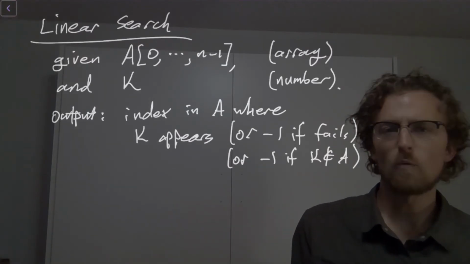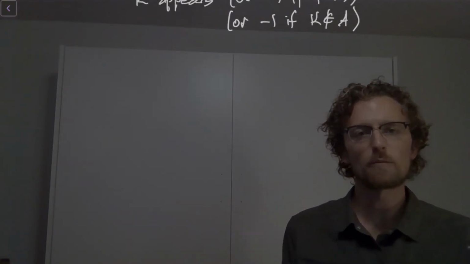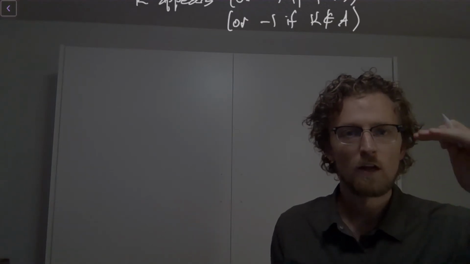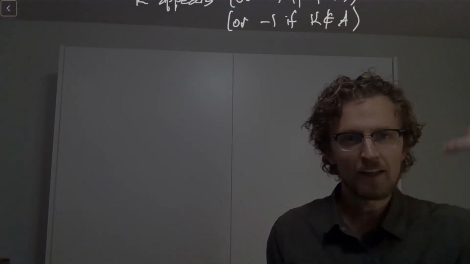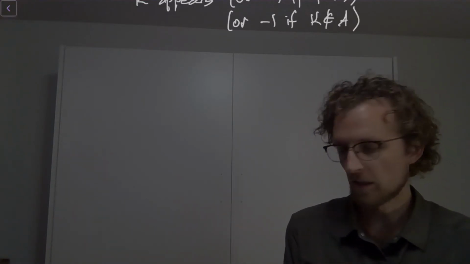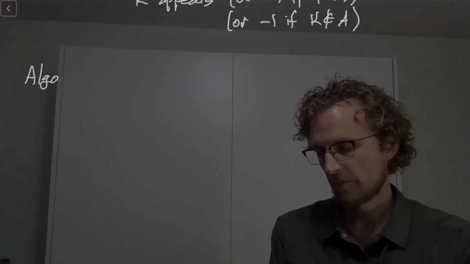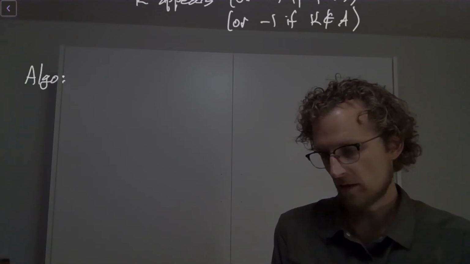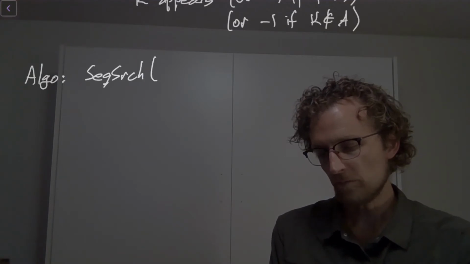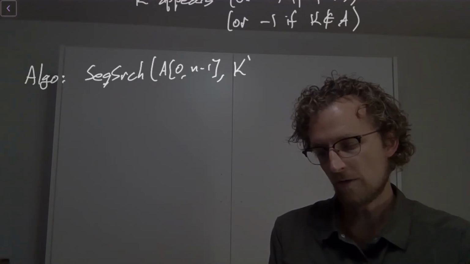Okay, so here's one implementation of this, and it's not a particularly nice one, but it'll serve our purposes here. In particular, I've designed this one so that every single operation, every single thing a computer is doing, appears on its own line, so that we can easily take care of them. So I'm going to call this SEQ SRCH, and this takes in an array A[0..n-1] and a search key k.